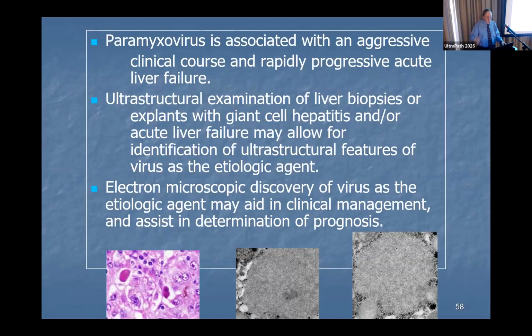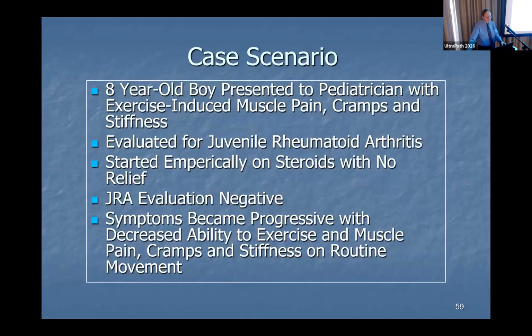Ultrasound examination, liver biopsies, or even explants may help you identify this virus in giant cell hepatitis or other viruses. And we actually do look at our acute liver failure cases with electron microscopy oftentimes, because we can turn around the diagnosis much more quickly than with some of the PCR that is done in-house or sent out to other laboratories. So we'll go on from there.